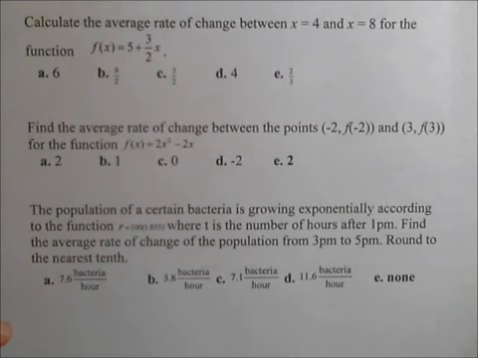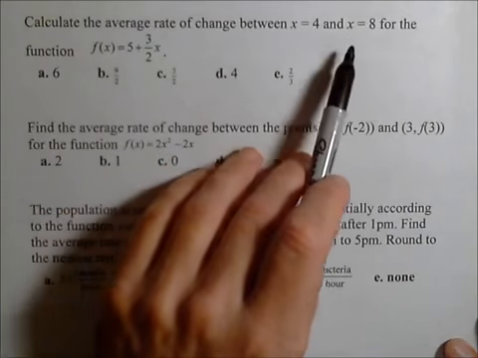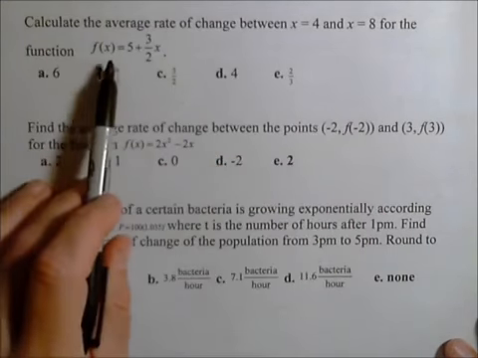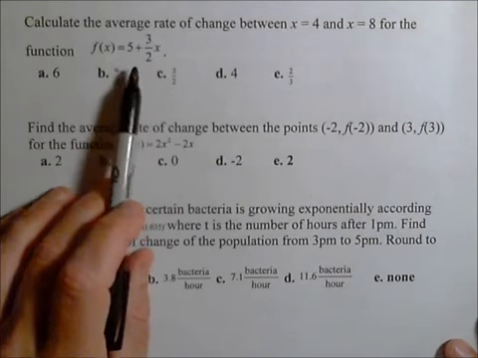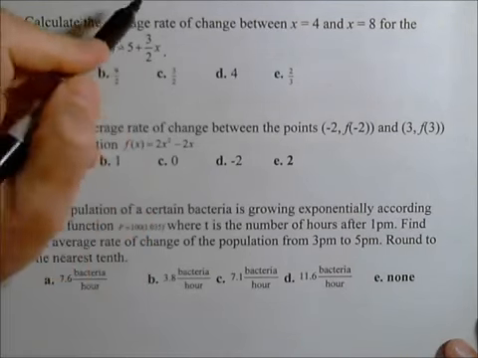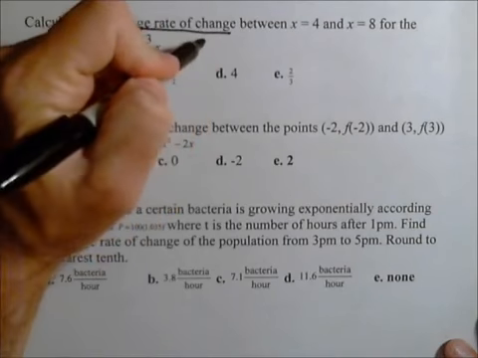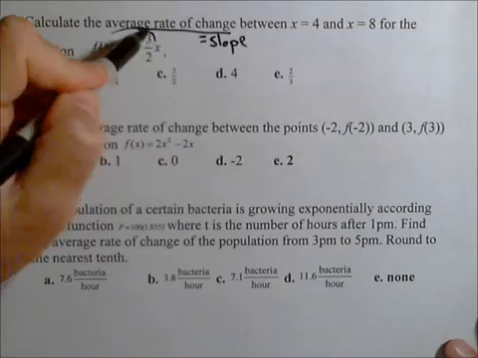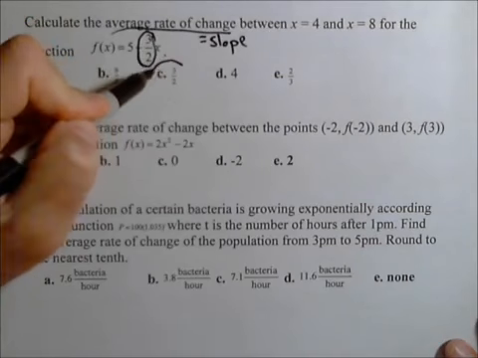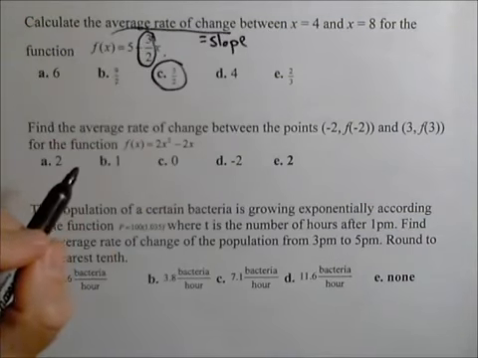In this video, we're going to talk about finding average rate of change for the next three problems from the review. For the first one, calculate the average rate of change between x equals 4 and x equals 8 for the function 5 plus 3 halves x. In this one, we have a linear function. In a linear function, the average rate of change is the same thing as the slope. So if we identify the slope, which is positive 3 halves, we've got our average rate of change.